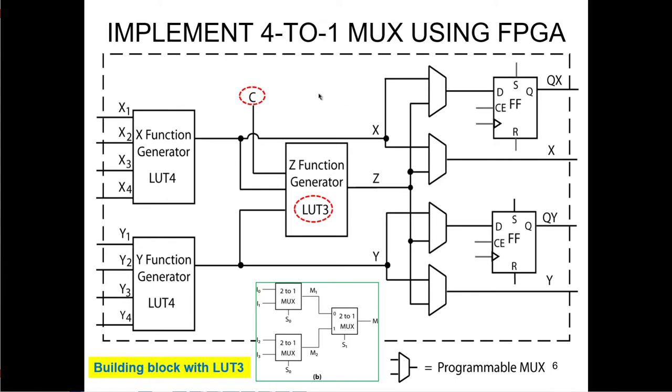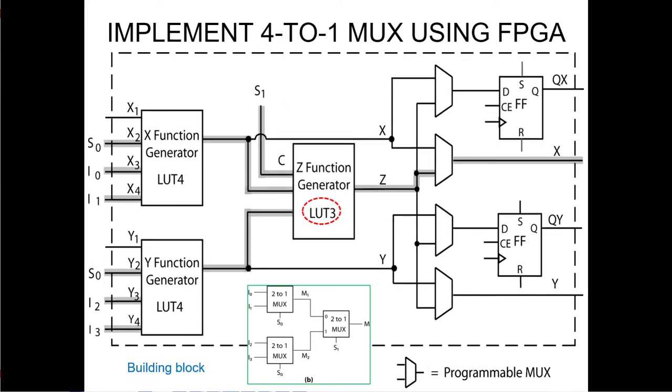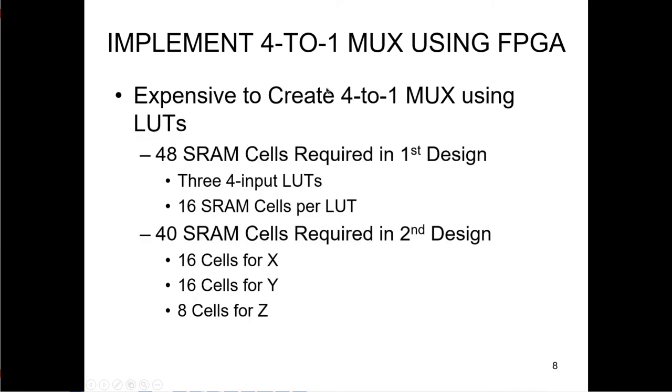When they did these slides, the standard lookup tables in the Virtex chips were LUT4s. If you have a programmable multiplexer like this, you just put S1 in here, obviously. So you can implement a 4-to-1 mux using the FPGA, but notice it's expensive. It takes 48 SRAM cells in the first design: 3 four-input LUTs, 16 SRAMs per lookup table. So that's 48. In the other one, it takes 40: 16, 16, plus 8 for the LUT3.